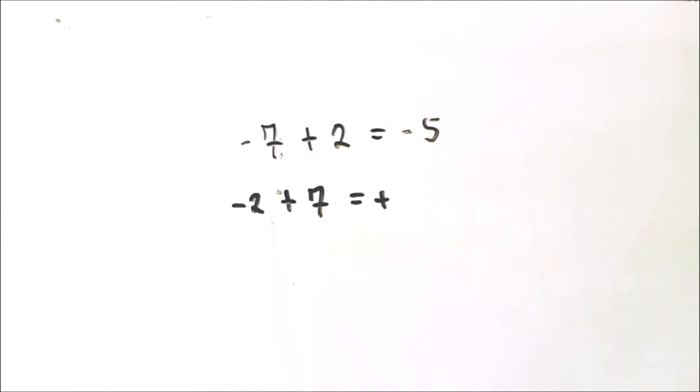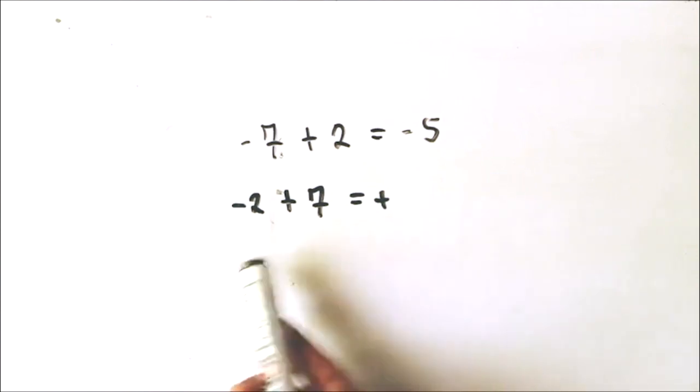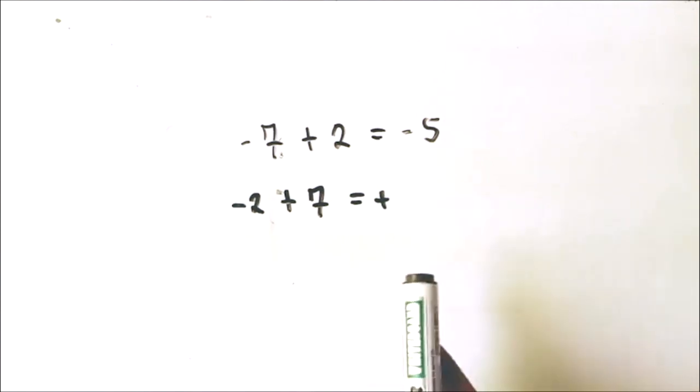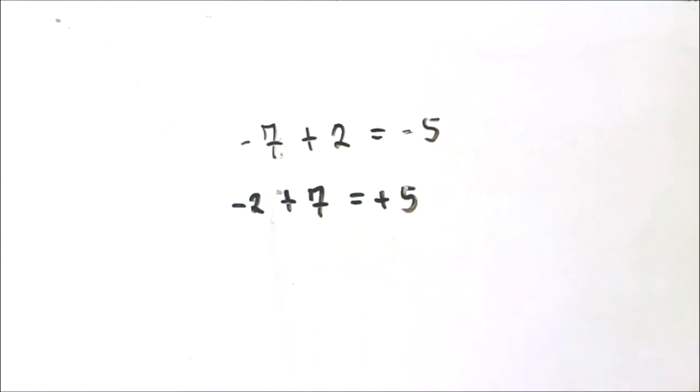And their sign is not the same. Therefore, we're going to subtract the number. Subtracting 7 and 2, the result will be 5. And hence, our answer is positive 5. Alright, that's all for case 2. And now, we're going to proceed to the subtraction.